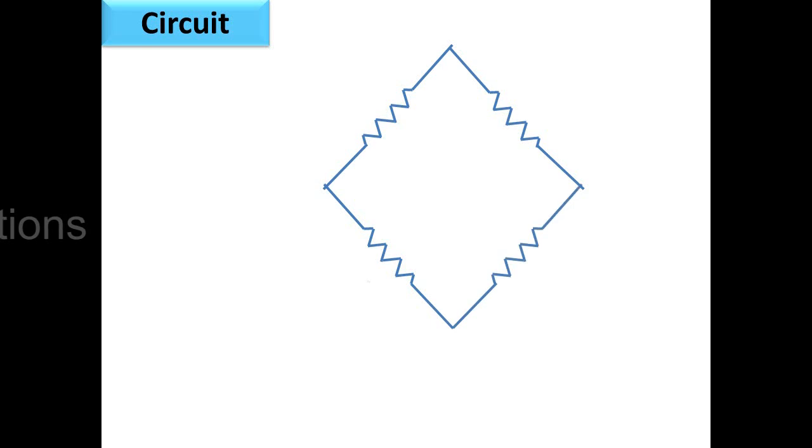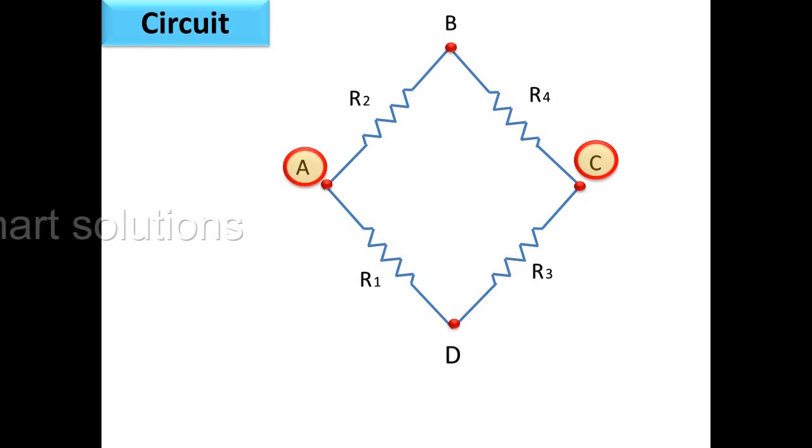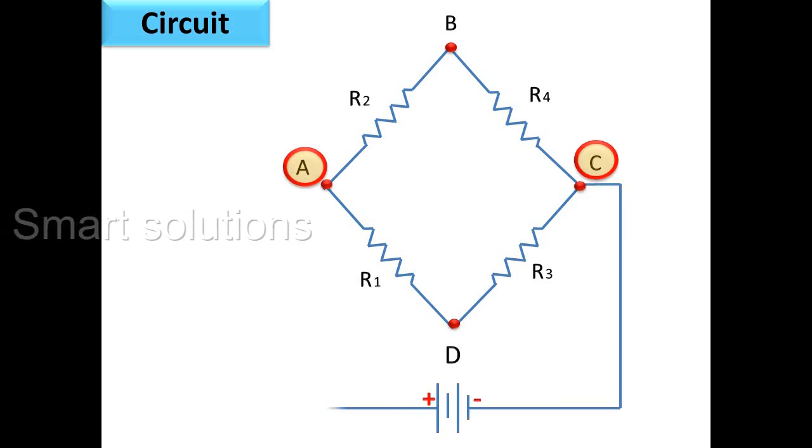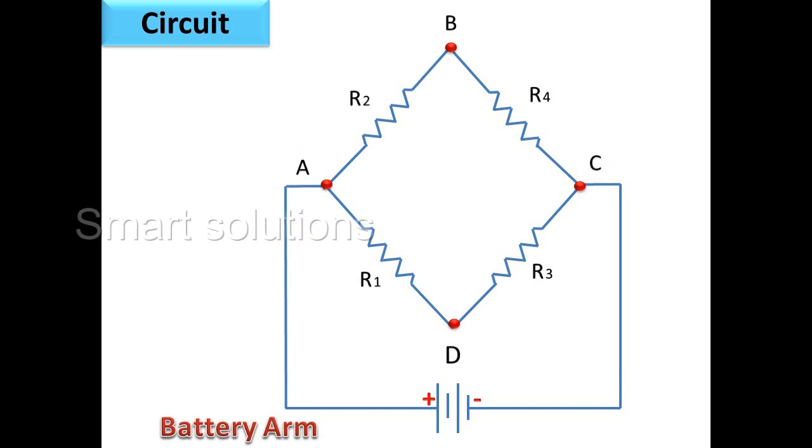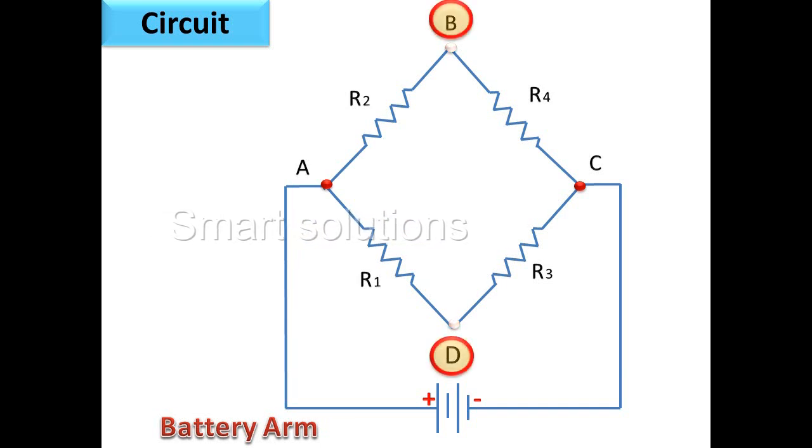Wheatstone Bridge. A Wheatstone Bridge has 4 resistors R1, R2, R3 and R4. Across the points A and C, an AC source is connected. This is called the battery arm. For simplicity, we assume that the cell has no internal resistance.